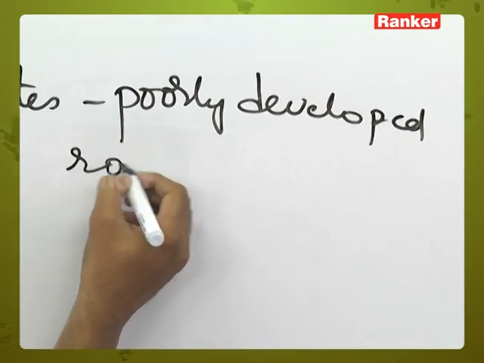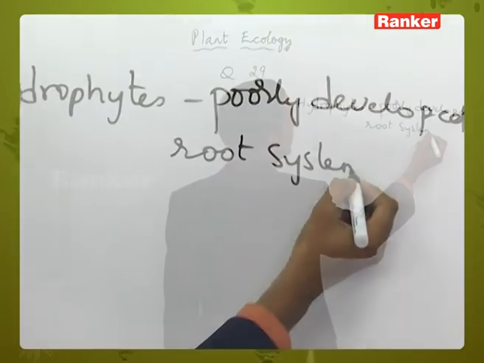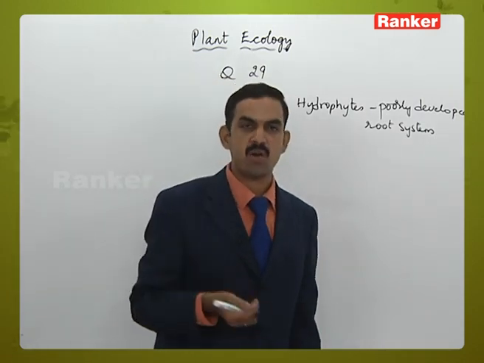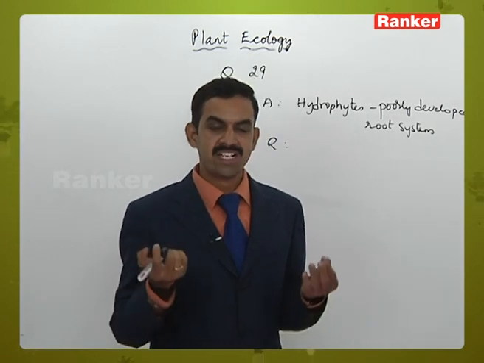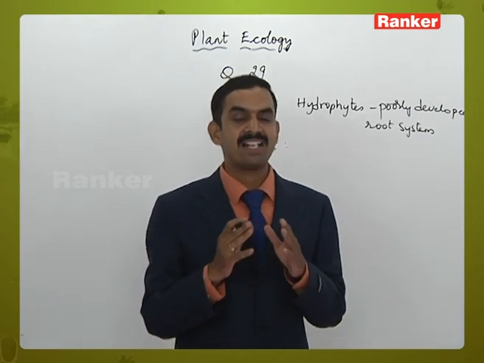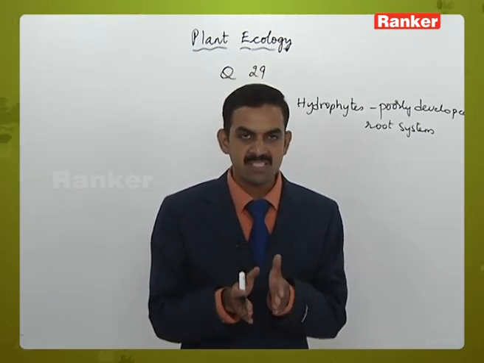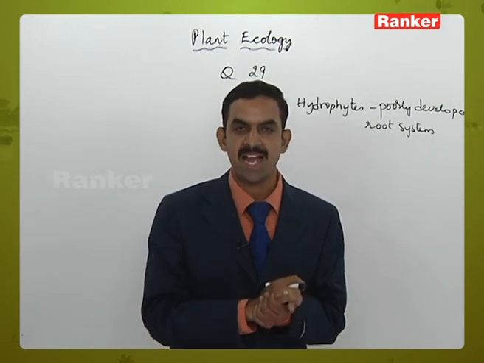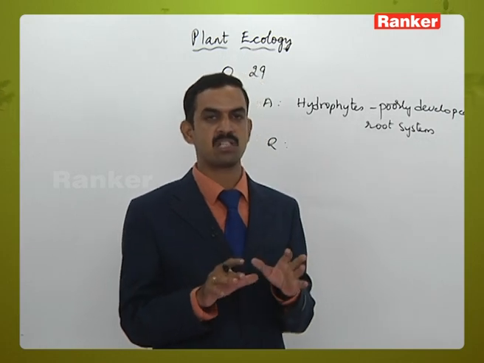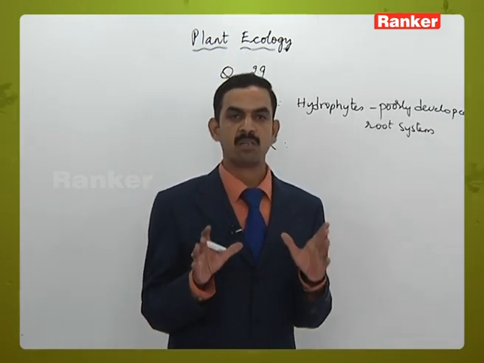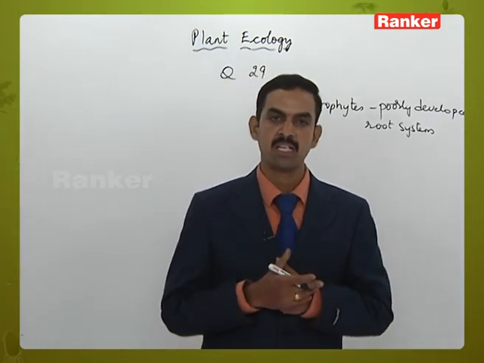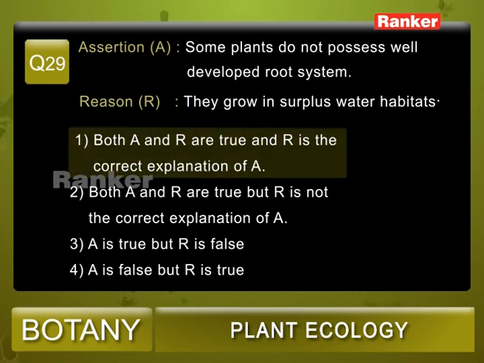Why is it so? These are the plants in which the entire plant body is present inside the water. So there is no need of a special organ for absorption of water, and no need of conducting that water from the root to all other parts of the plant body. That is the reason why, as the plants are growing in surplus water, there is no need of a well developed root system in these plants. So both A and R are correct, and R is the correct explanation of A. Question number 29, the correct answer is 1.